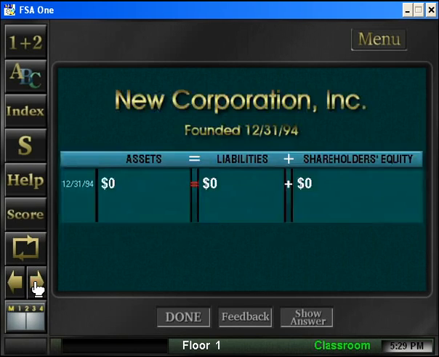Now we will analyze 4 events in the first few days in the life of a newly formed corporation to illustrate how transaction analysis is done. First, a newly formed corporation has no assets, no liabilities, and no shareholders' equity. So just before its inception, say on December 31st, 1994, the balance sheet equation would look like this.